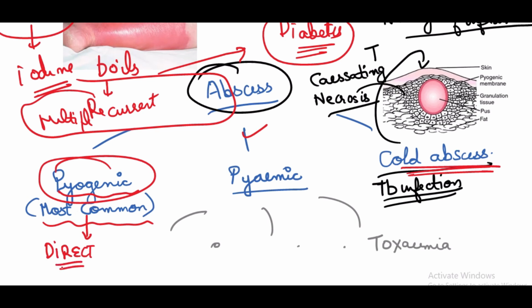How do organisms enter the body? They can enter through direct contact with penetrating wounds and injuries, or through the bloodstream or the lymphatics. The infection leads to cell death and liquefaction that occurs due to the proteolytic enzymes from the dead polymorphonuclear leukocytes, which results in pus formation.